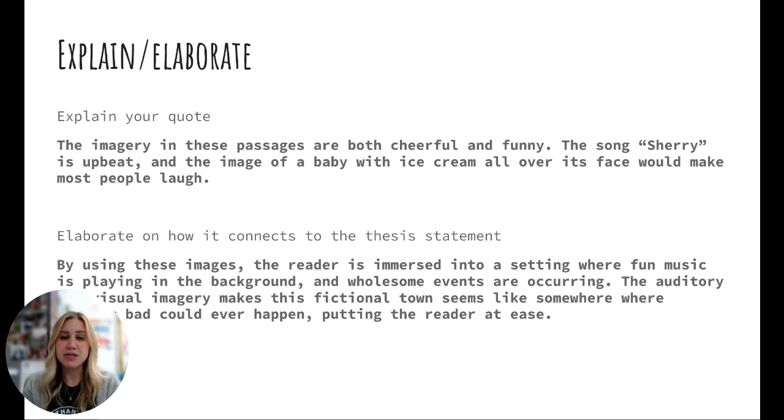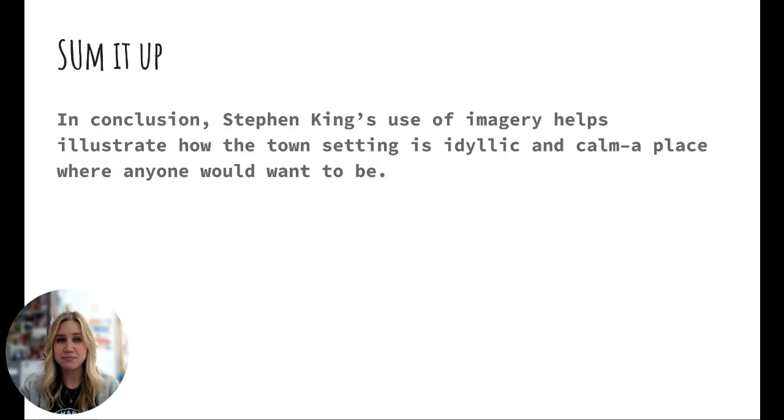And then the elaboration is basically connecting it back to your thesis statement. So I said, by using these images, the reader's immersed into a setting where fun music is playing in the background and wholesome events are occurring. The auditory and visual imagery makes this fictional town seem like somewhere where nothing bad could ever happen, putting the reader at ease. So my explain is just talking about why is this happy imagery. My elaborate is going back and saying, well, why would Stephen King want to do that? And I said he wants to do it because he wants it to seem nice and pleasant and fun, and he wants the readers to be comfortable so that he can make that twist at the end.